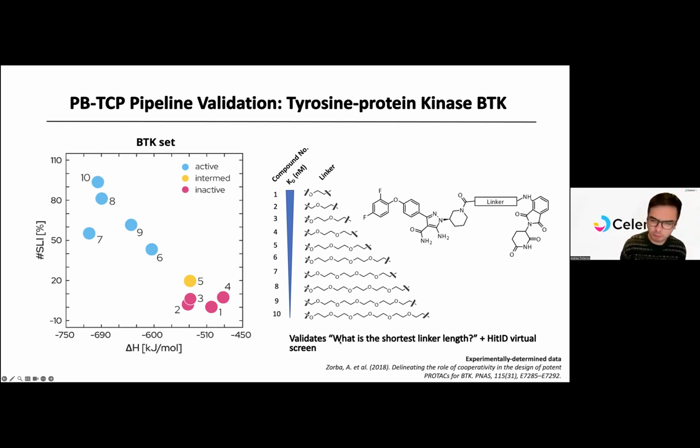And essentially what I think this validates is what the shortest linker length is, and possibly a hit ID virtual screen. If you were putting different warheads and E3 binders with different linkers, like commercially available linkers, in a virtual screen, you could maybe decide which of those linker lengths to synthesize, saving you time and money.